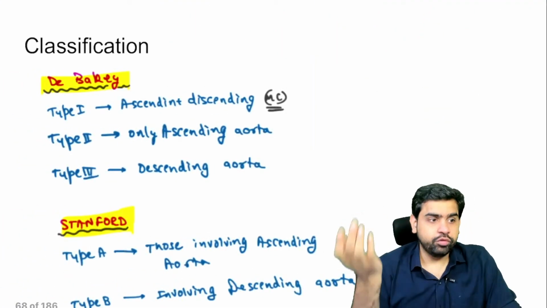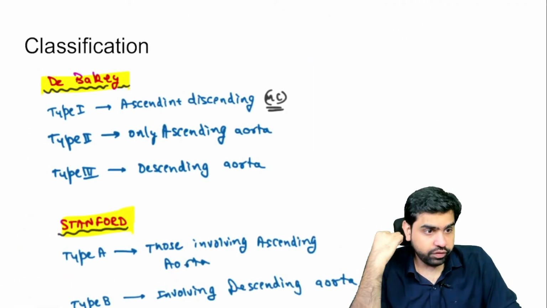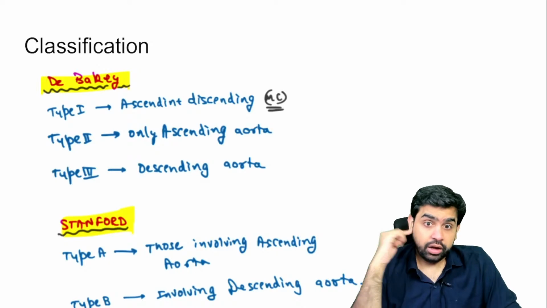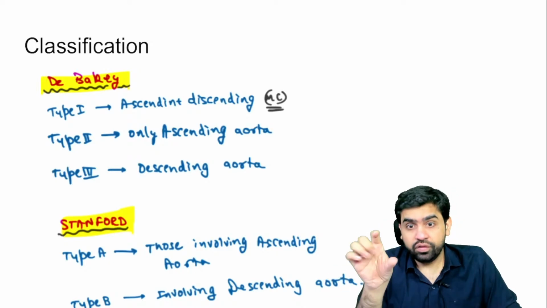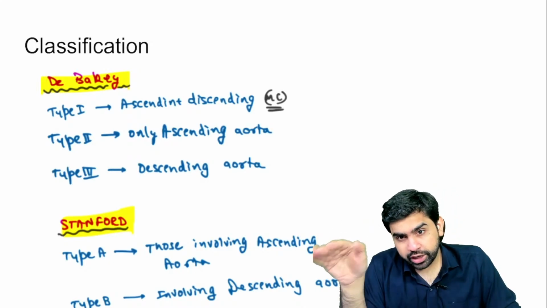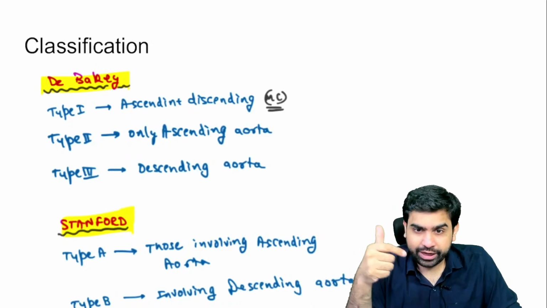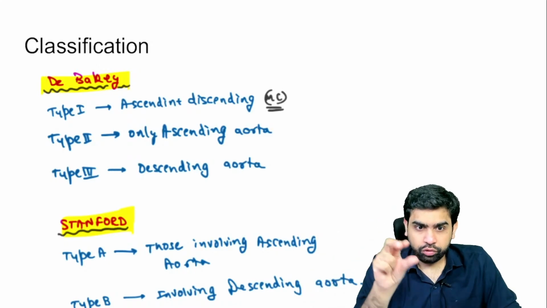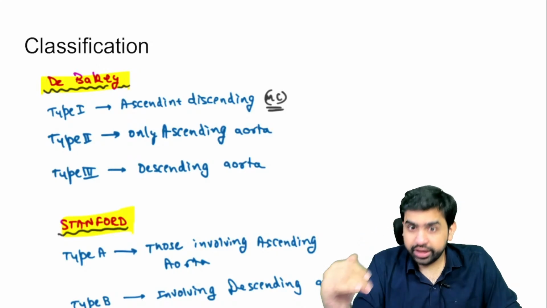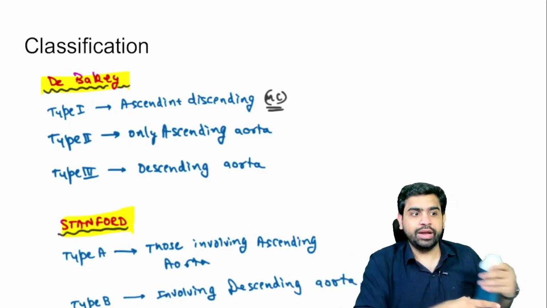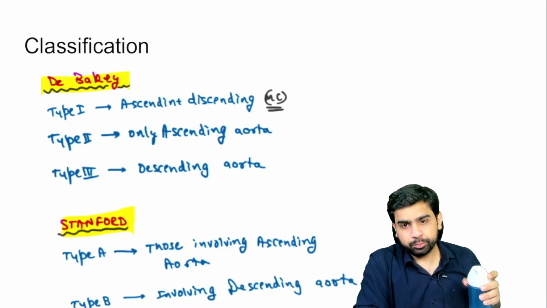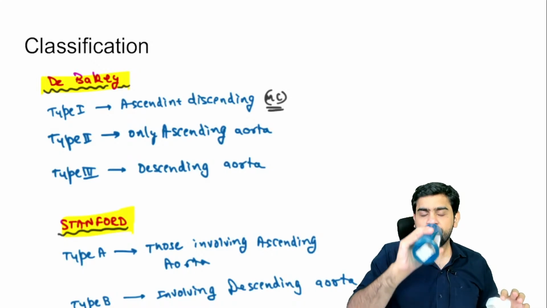What about the Stanford classification? In the Stanford classification, if even a small part of the ascending aorta or the arch of the aorta is involved, that is Stanford type A. So DeBakey's type 1 and 2 are part of Stanford type A, and the descending aorta is going to be Stanford type B.